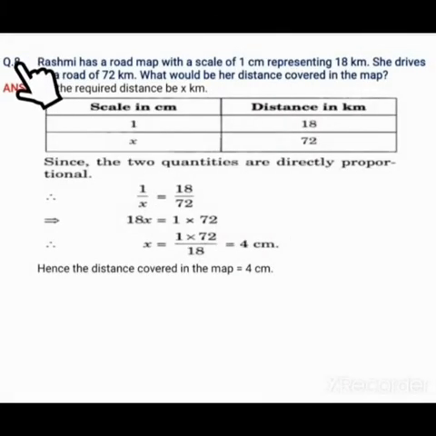Next one, question number 8. Rashmi has a road map with a scale of 1 centimeter representing 18 kilometer. She drives on a road of 72 kilometer. What would be her distance covered in the map? Let the required distance be x. Scale in centimeter and distance in kilometer. One scale is 18 kilometer distance. How much scale distance in 72 kilometer? Formula 1 by x equal to 18 by 72, cross multiply. So the distance covered in the map is 4 centimeter.